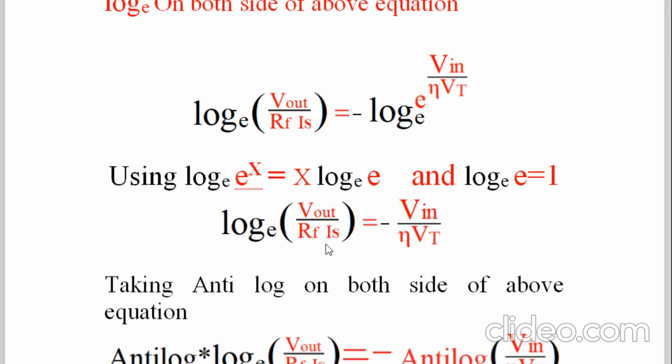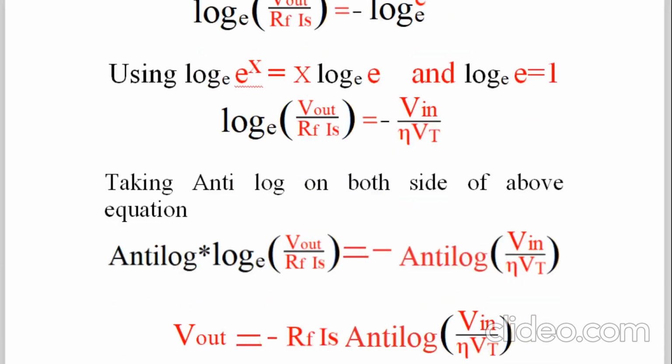Now what we'll do here? The left hand side of this equation is logarithmic to the base e, the right hand side has no log. Now taking anti-log on both sides of the above equation. So here anti-log into log to the base e, bracket close, whatever term is equal to the anti-log of this bracket, V in upon eta into Vt. And all of you know that log and anti-log will get cancelled by each other. Remains V out divided by Rf into Is.